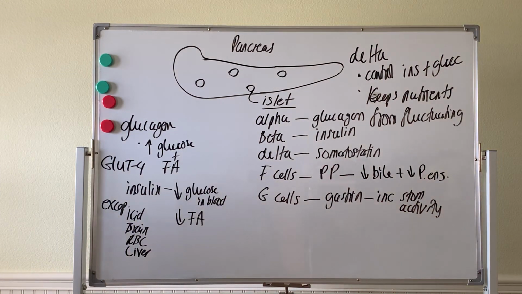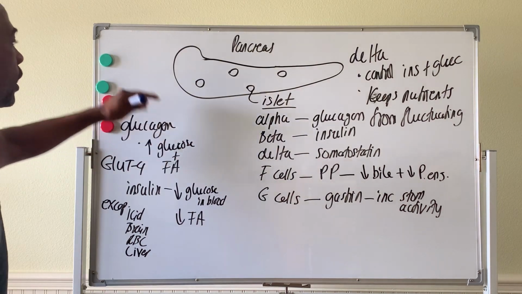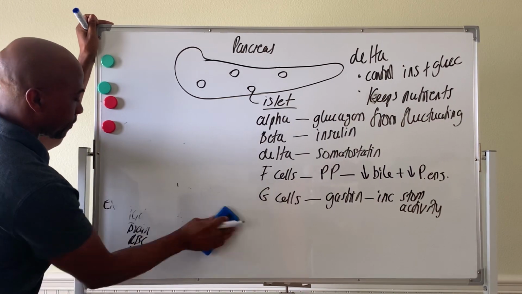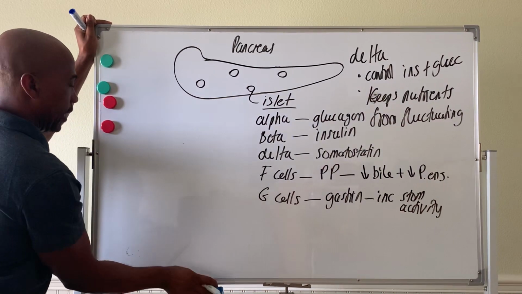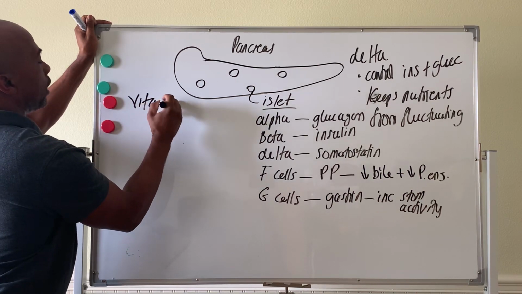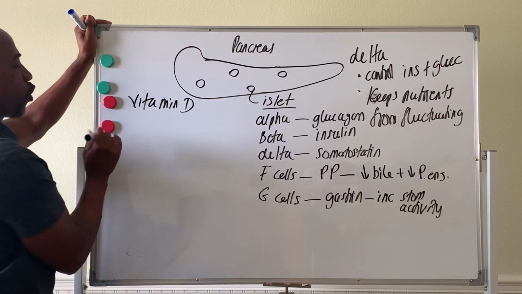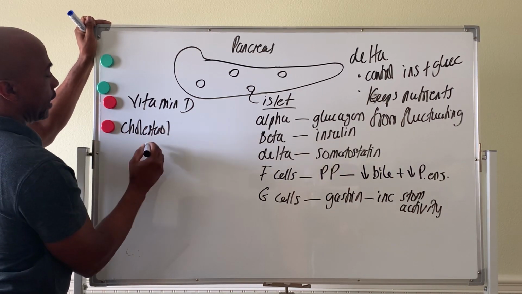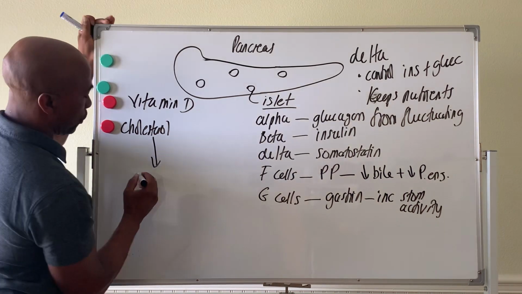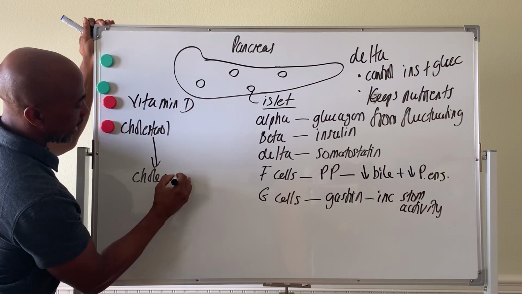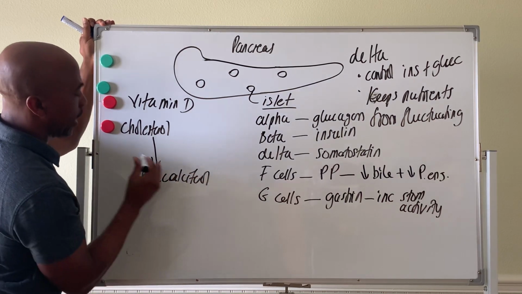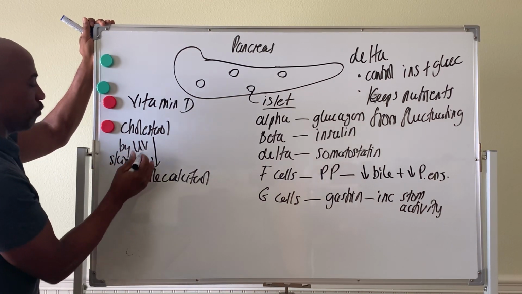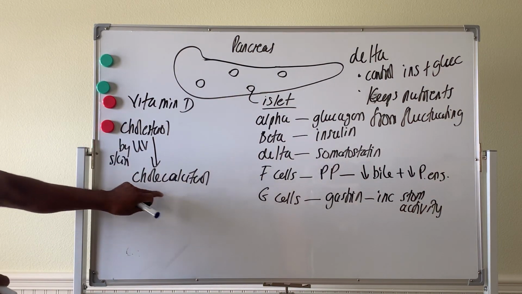The last thing I want to talk about in terms of hormones here is the production of vitamin D. Vitamin D production is controlled by 3 different organs. First, you have cholesterol, or a cholesterol-based product. Cholesterol is converted to cholecalciferol by UV radiation to the skin. So when UV hits your skin, it converts this into cholecalciferol.